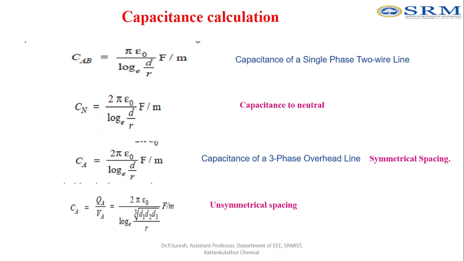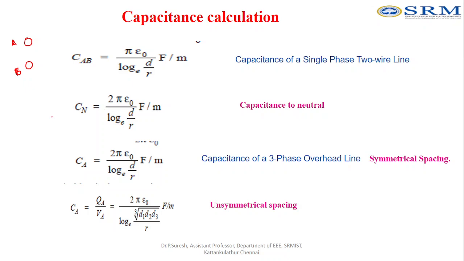So single phase system or two wire system. This is a two wire system. There are two wires: wire number 1, wire number 2. For calculating, we can take conductor A and conductor B, and we can calculate the capacitance. So C_AB is equal to pi epsilon naught divided by log_e d by r. Again, d is the distance, r is the radius.